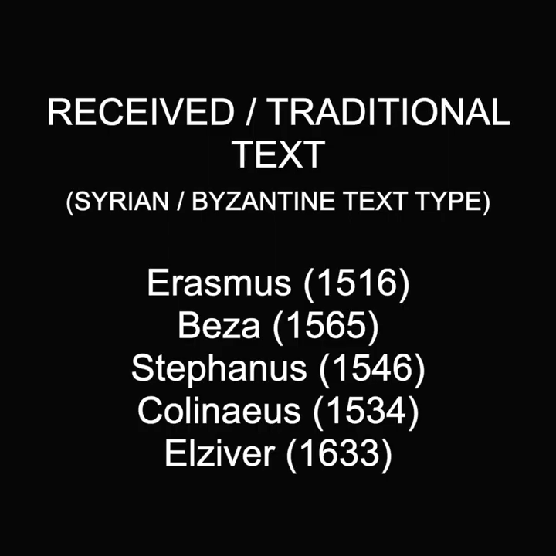Received or traditional text. Syrian/Byzantine text type. Erasmus, Beza, Stephanus, Colineus, Elzevir.